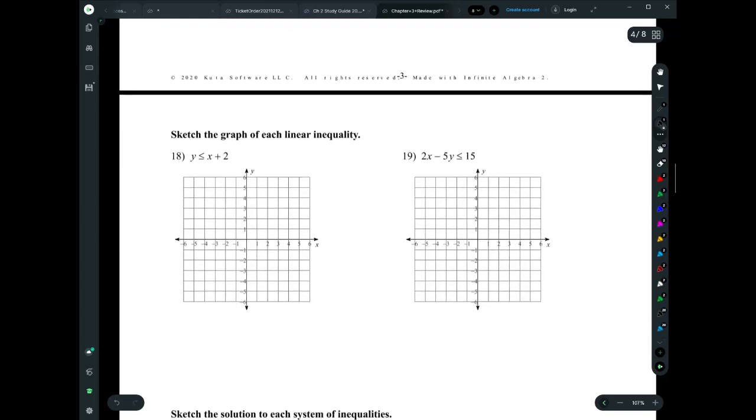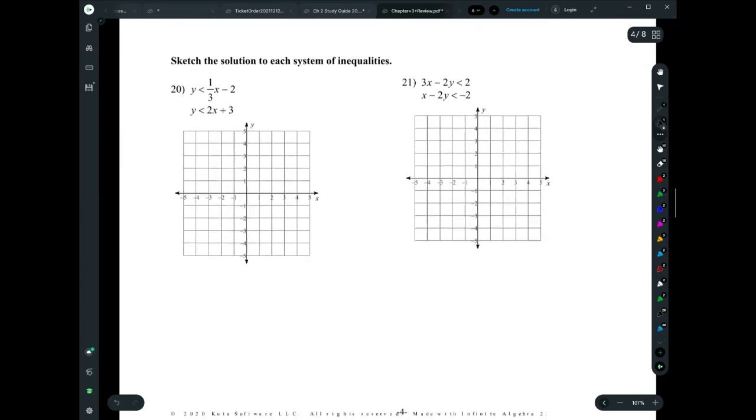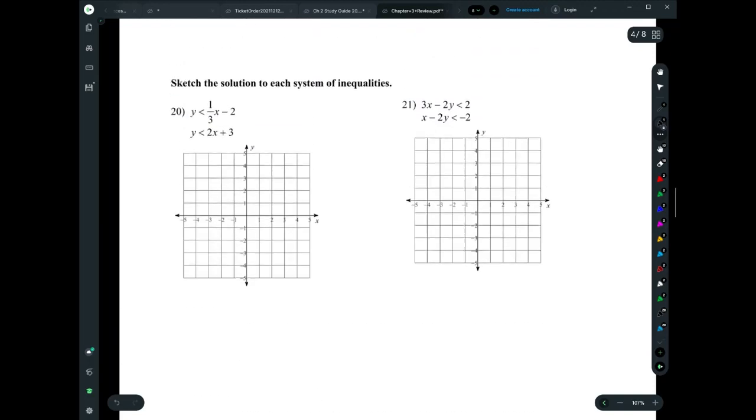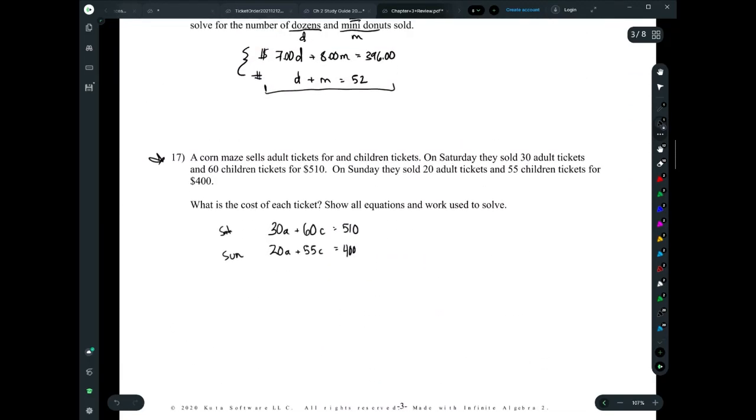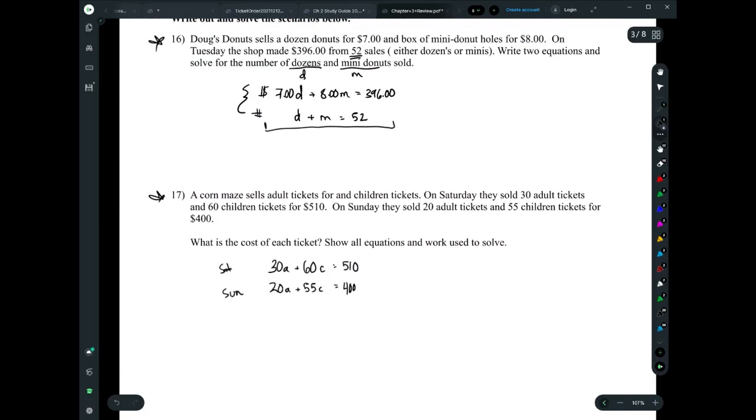Inequalities, we actually do that in another chapter, so you can actually skip over those and really just focus on the first problems up to 17, and you should be all right. Good stuff, guys.